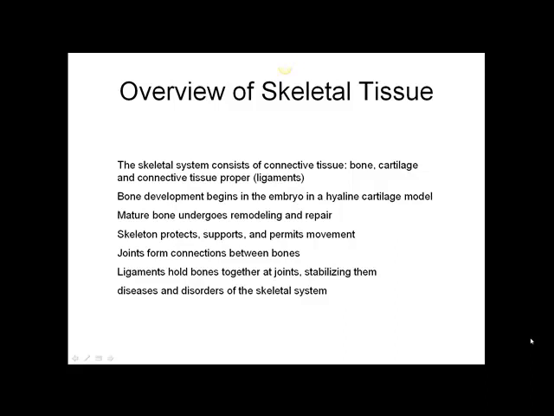Bone development, of course, begins in the embryo in a model. The mass of cells, that is your body as it develops, starts differentiating, and there's a gel-like mass, and within that mass, chondrocytes, which are cartilage-producing cells, begin to make a model of your bones. So they're not hard bones like the bones you have now. It's more like a bendable cartilage.